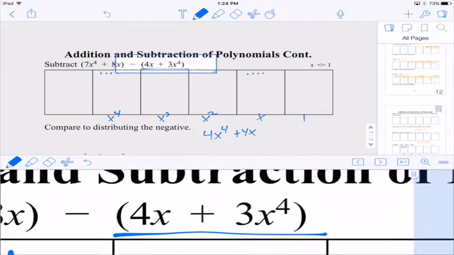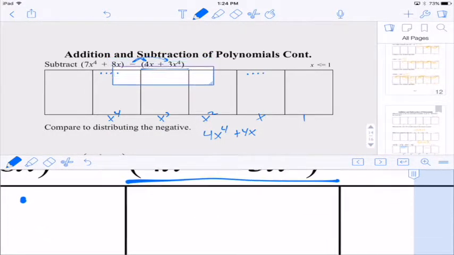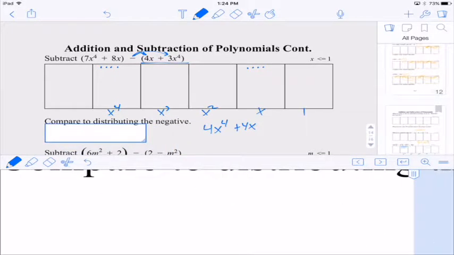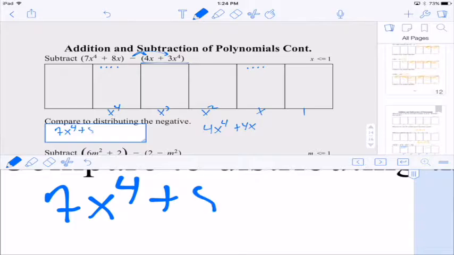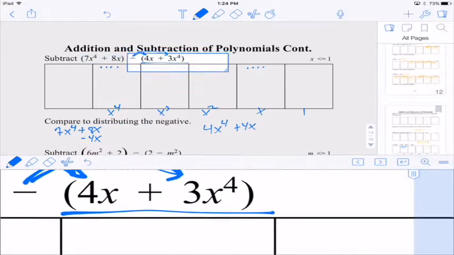Now we could look at distributing the negative. That would do the same thing. If we were to distribute that negative, that means we would give the negative to both of those terms in the parentheses. So the problem we would have is 7x to the fourth plus 8x, and then we would take away minus 4x, and we would also have minus now 3x to the fourth.